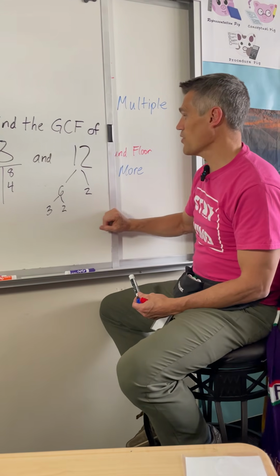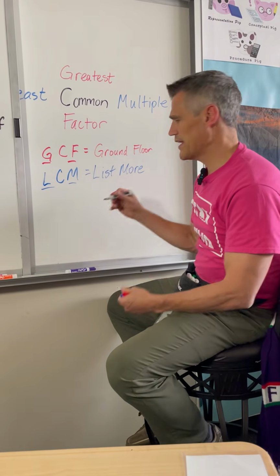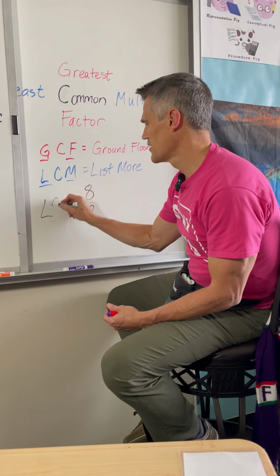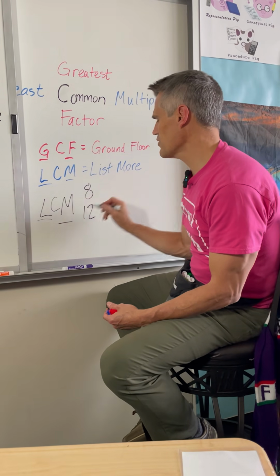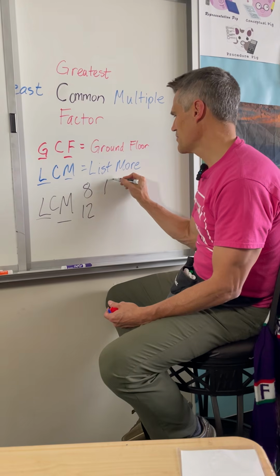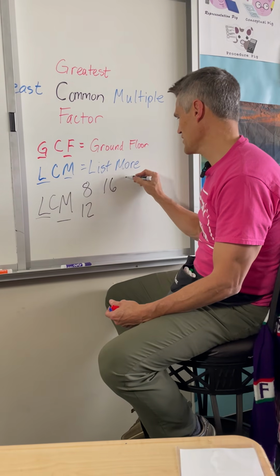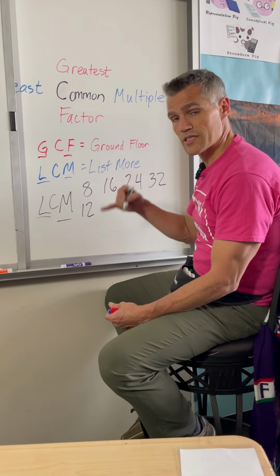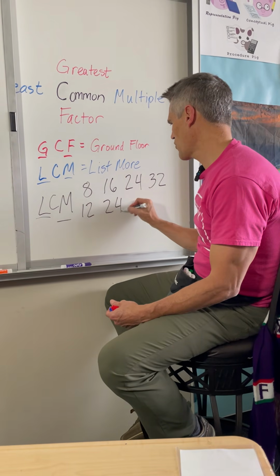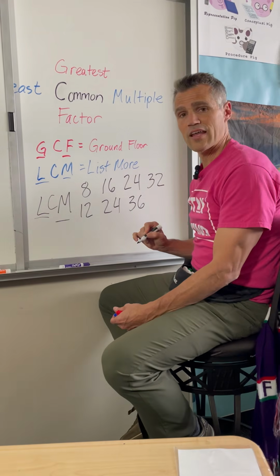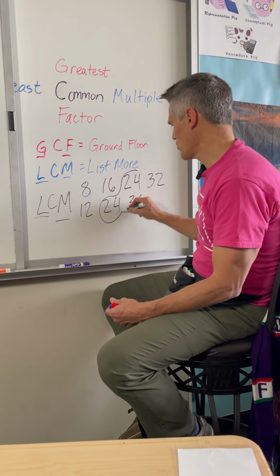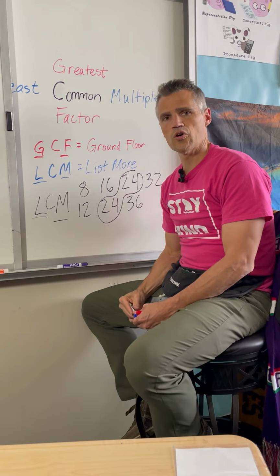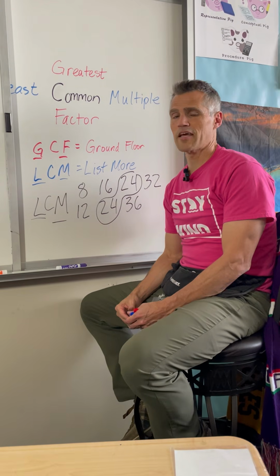And what about list more? Well, if we're working with 8 and 12, and we're trying to find the LCM, we just remember, well, that means list more. So we have 8. We're going to list more. The next multiple of 8 is 16, and then 24, and 32. And 12, we list more. List the multiples: 24 and 36. And we've got a least common multiple. There would be others, but that's the least common multiple. So GCF, ground floor, LCM, list more.